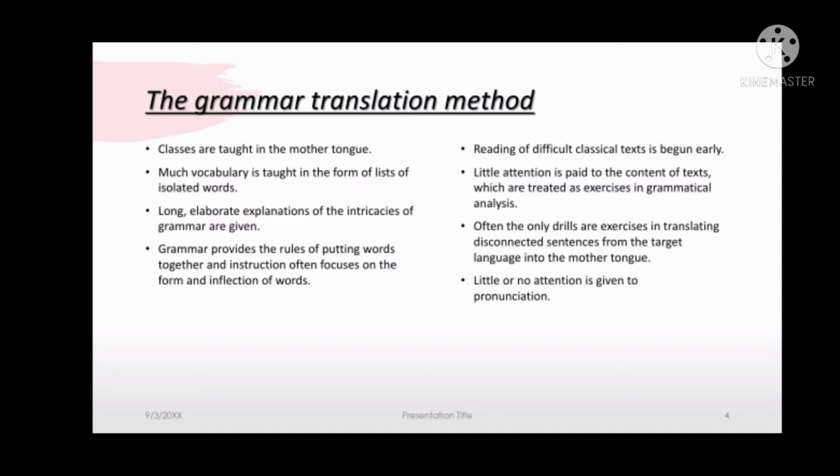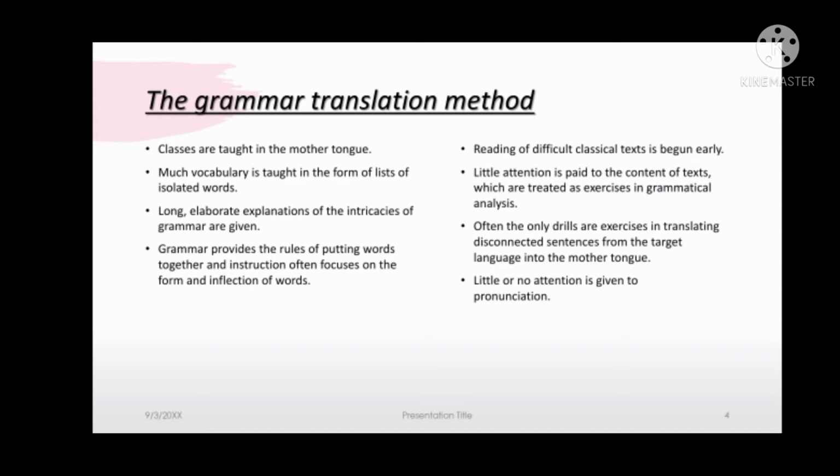There was little to distinguish grammar translation from what had gone on in foreign language classrooms for centuries, beyond a focus on grammatical rules as the basis for translating from the second to the native language. These are the major characteristics of grammar translation. The first one is classes are taught in the mother tongue.